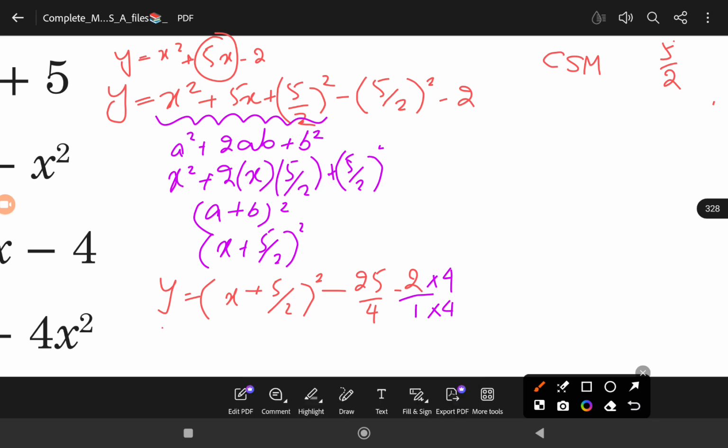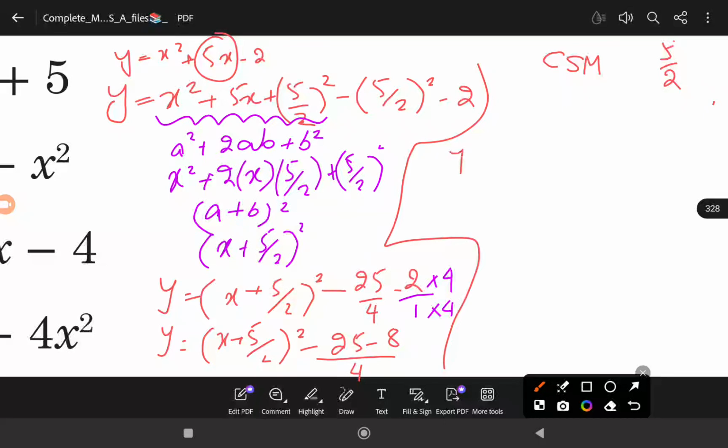So it will become y equals x plus 5 over 2 whole square minus 25 minus 8 over 4. So it will look like y equals x plus 5 over 2 whole square minus 33 over 4.